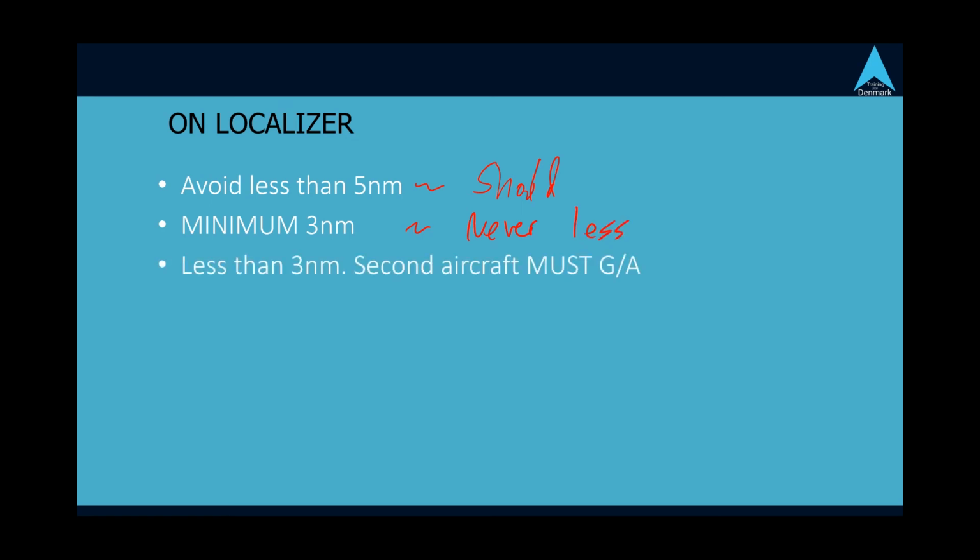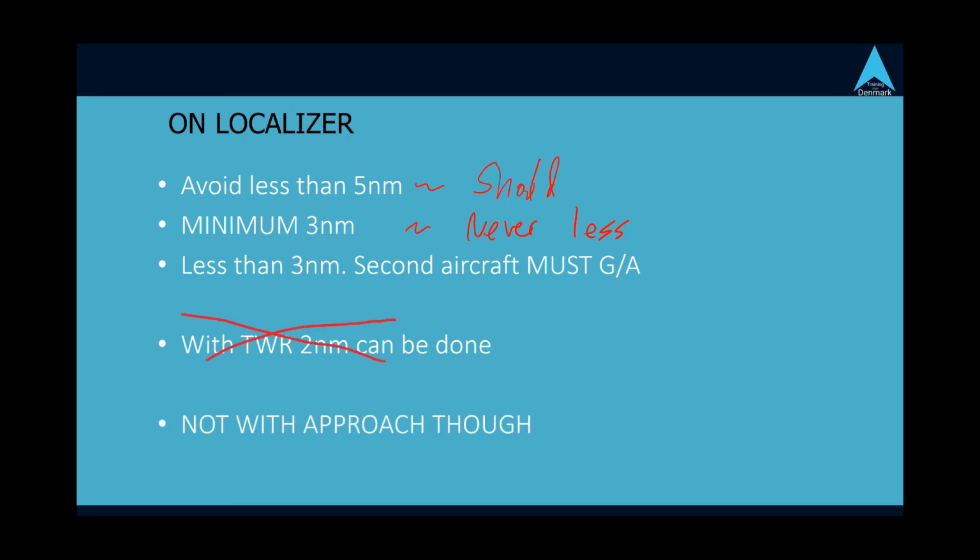If you're less than 3 nautical miles, the second aircraft must go around. This is with the exception of when they're with tower. When they're with tower, they can actually go down to 2 nautical miles. It's based on the principle that the tower can see the aircraft and can adjust. So once you have transferred aircraft to tower, don't worry about the minimum separation, that's now on tower. Just please keep in mind, it cannot be done by you. It's only by tower. As approach, you must adhere to at least 3 nautical miles.